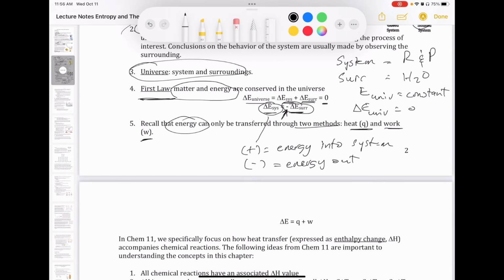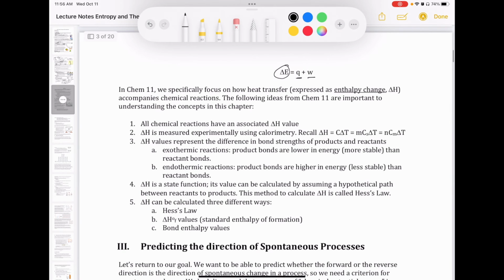As a result, we can write that delta E, which is the change of internal energy of a system, is just going to go through these two processes, either through heat or through work. In Chem 11, we focus a lot more on the heat component of the equation, and specifically, we measure something called delta H, or change in enthalpy, which is just the heat that transfers in processes that occur under constant pressure. So remember that we can measure delta H using a technique called calorimetry.